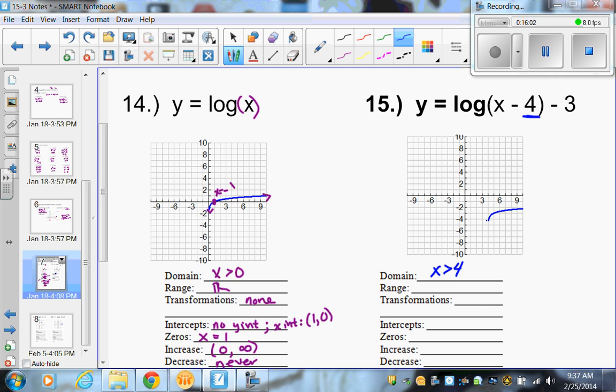Our range, it still keeps going down and it still keeps going up. So that means it's going to be all real numbers. Transformations, we're subtracting from x, which really, if you look at the parent function to this one, it's shifted to the right 4. And subtracting 3 here, we moved it down 3. Our intercepts, it's never going to cross the y-axis because we can't go below 4. So there's no y-intercept.